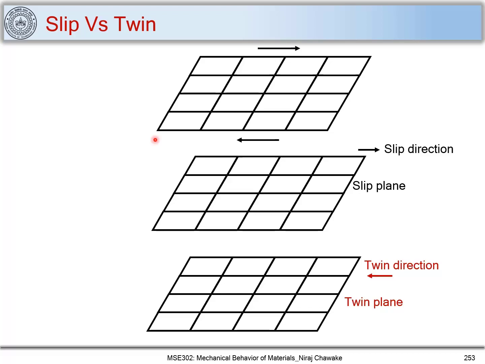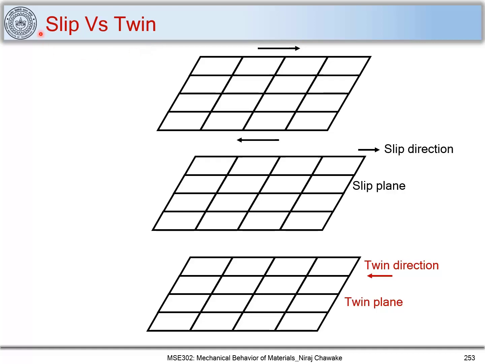In this part, we'll be looking at twinning. Twinning as a plastic deformation mechanism. We have looked at slip as one of the important plastic deformation mechanisms, and we have seen slip occurs on certain crystallographic planes along some crystallographic directions. We'll be looking at twinning in such scenarios of, let's say, twin direction and twin plane.